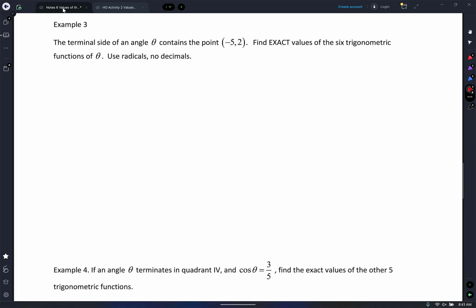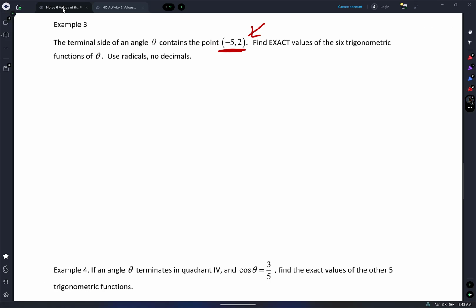It says the terminal side of an angle theta contains a point -5, 2. So that means that the ray has that point. Find the exact values of the 6 trigonometric functions of theta. Use radicals, no decimals. All right, so here's my grid.